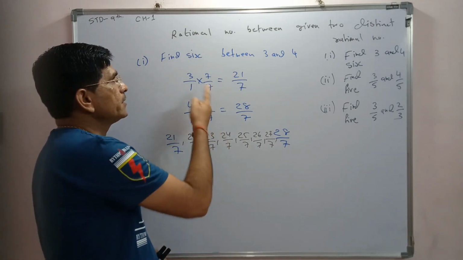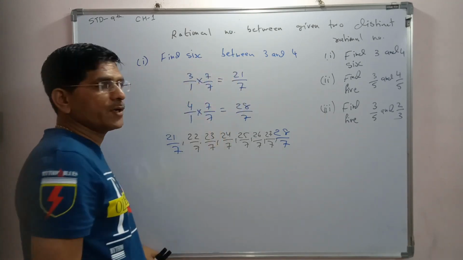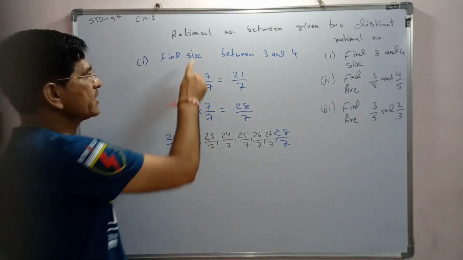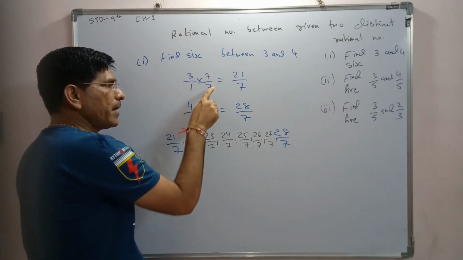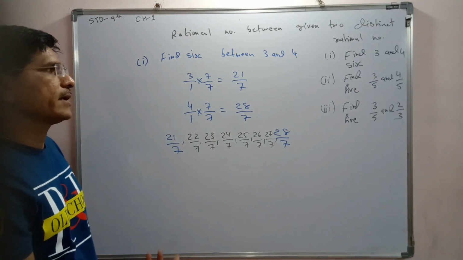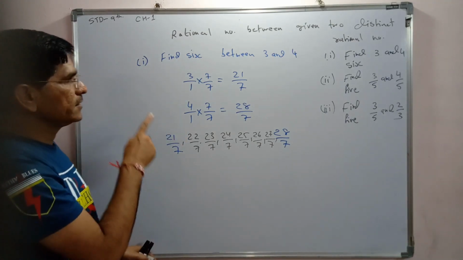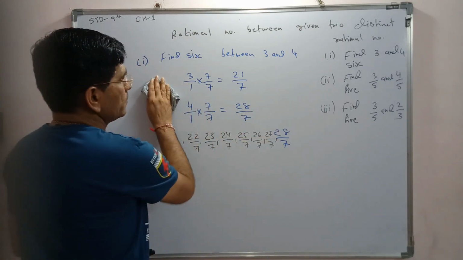So again I repeat, to find 6 rational numbers between 3 and 4: 6 plus 1, 7. We multiply numerator and denominator both by 7, then we can get them easily. So this is the first sum. Now we can do the second sum also.